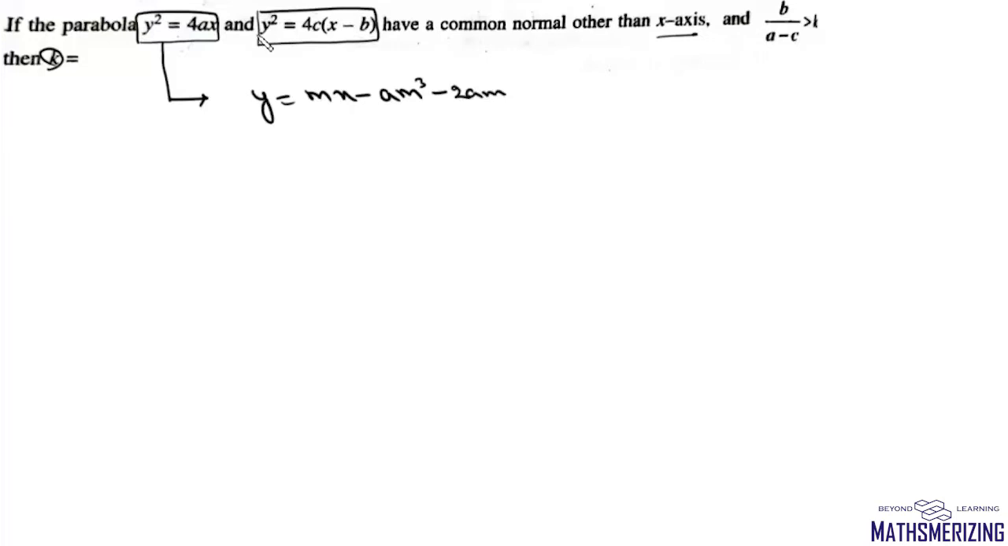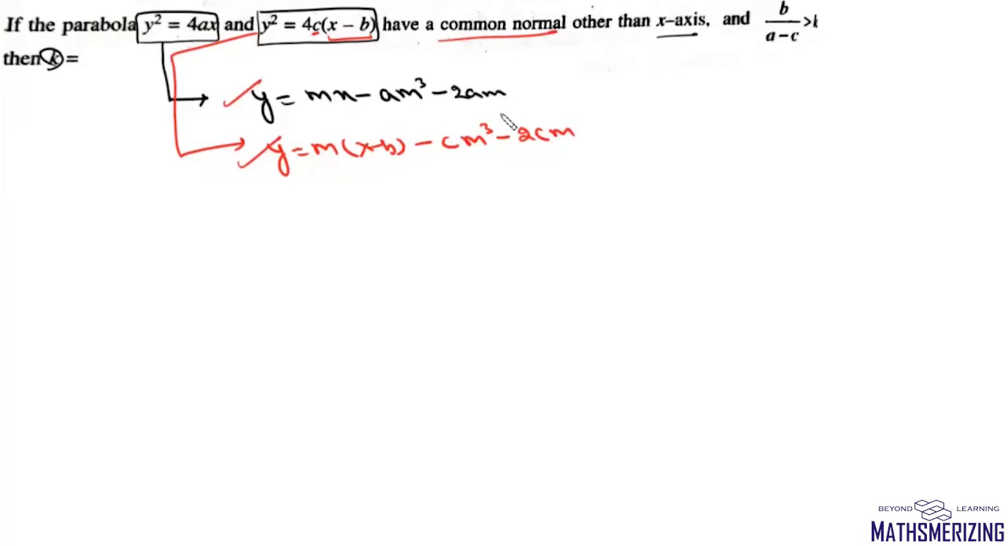Now we can write the equation of normal to this parabola also. So it will be y equals m, now in place of x, we'll write x minus b, and then minus, now a here is c, so it will be cm cube minus 2cm. Now we have a common normal, so that means these two equations represent the same line.